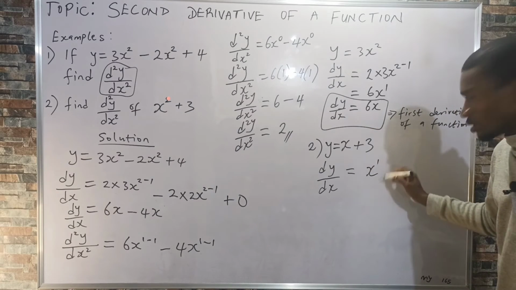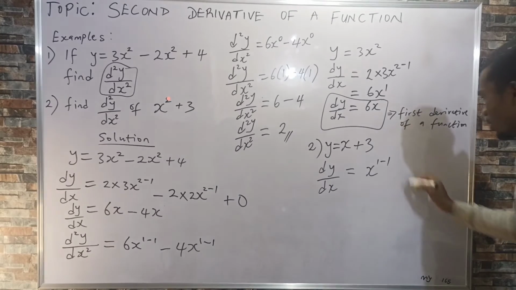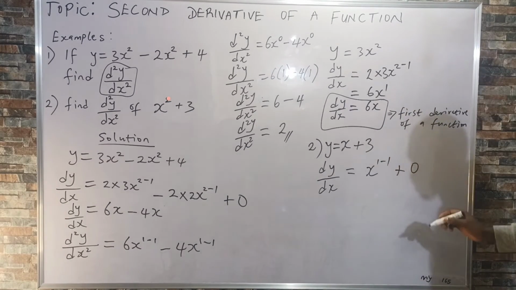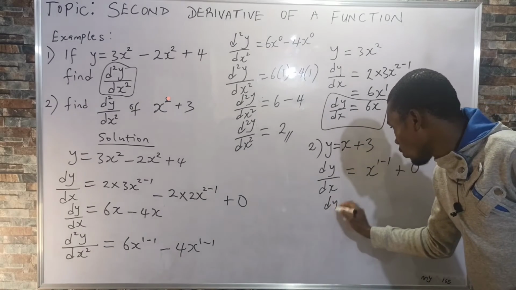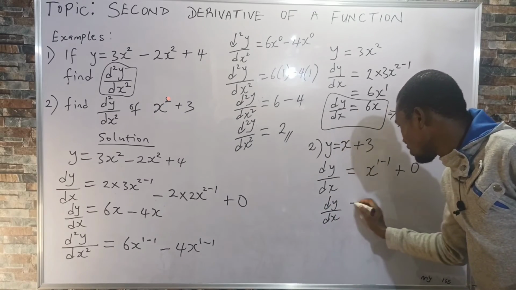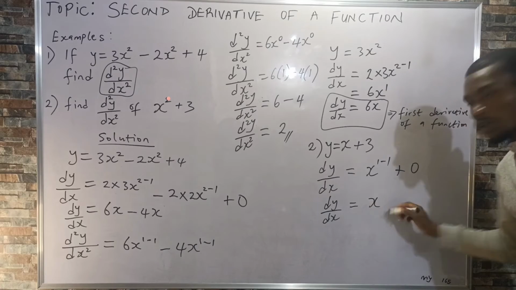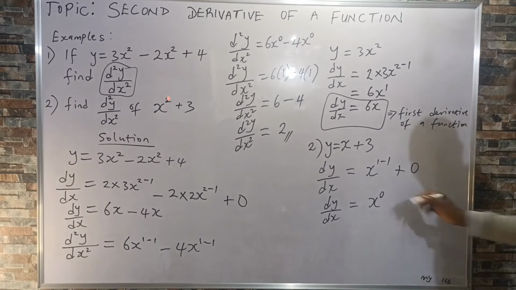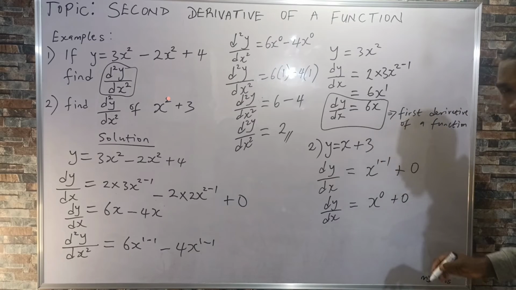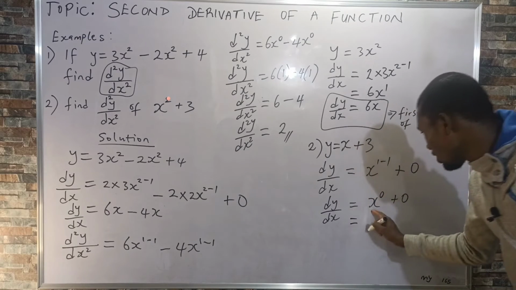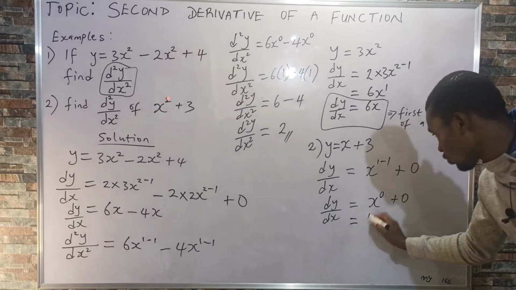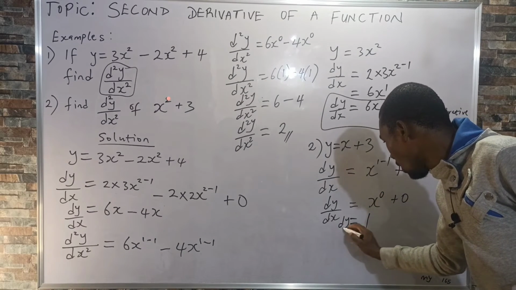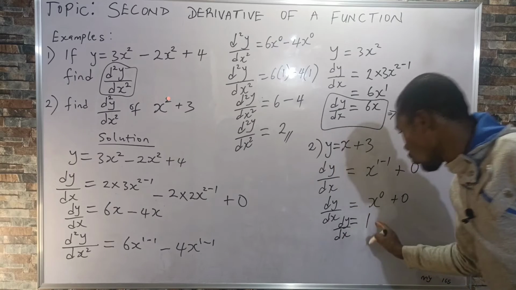plus differentiating a constant will simply give us 0. Hence, we have that dy/dx is equal to x raised to the power of 1 minus 1, which will simply give us 0, then plus 0. And that is equal to, any number raised to the power of 0 is 1. That is one of the basic laws of indices. So we have that our dy/dx is equal to 1.